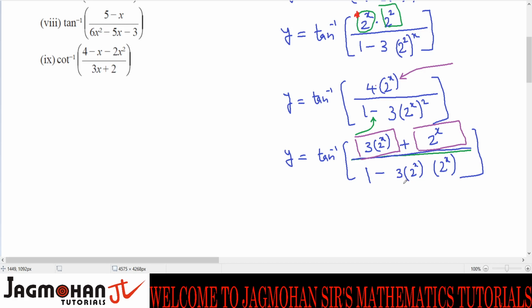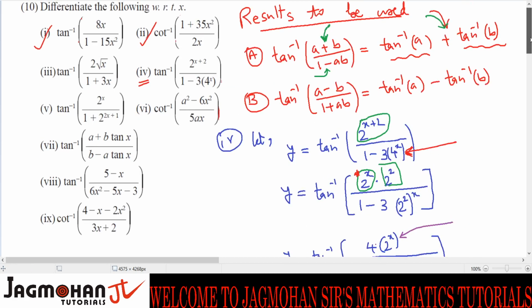So what is the product of this complete thing? It is 3 times 2 raised to x square, which is this. So I'm getting the product here same as this. At the same time, this can be taken as the product of this term and this term. So I notice that here I get result A working very comfortably.